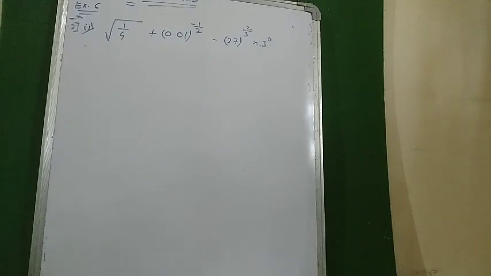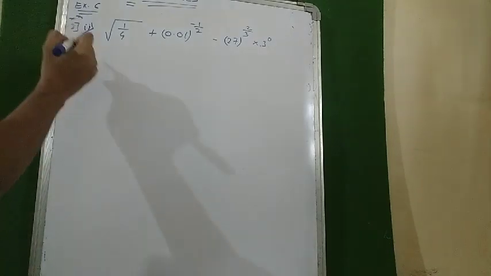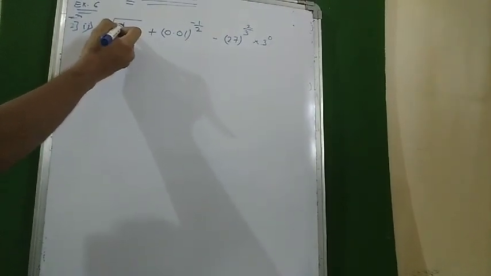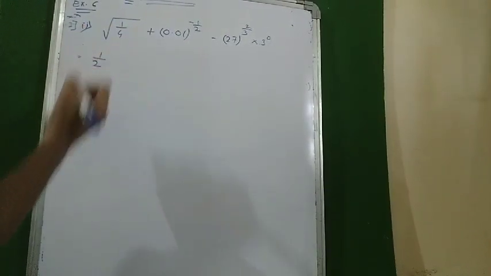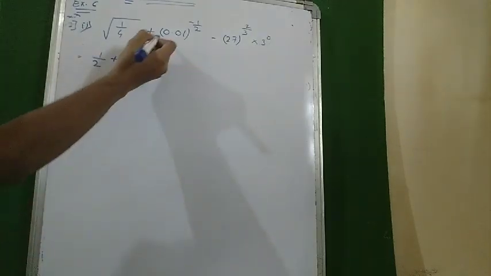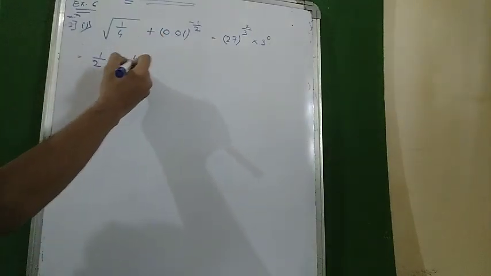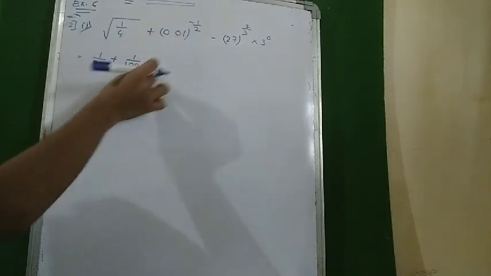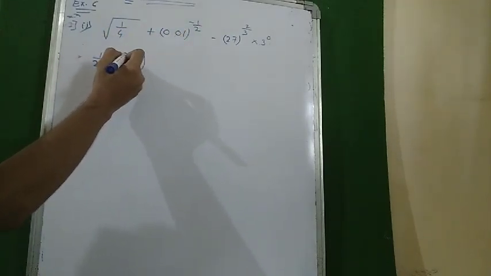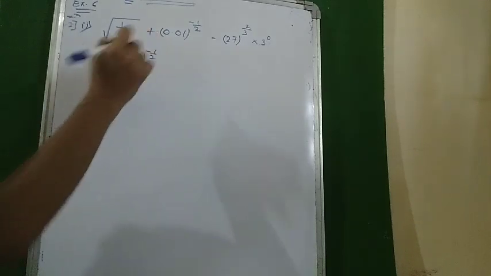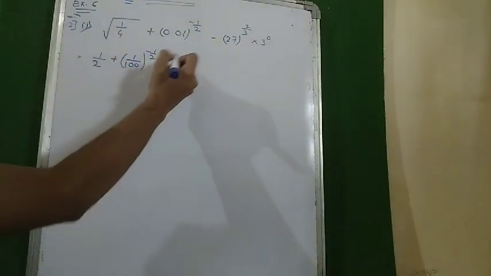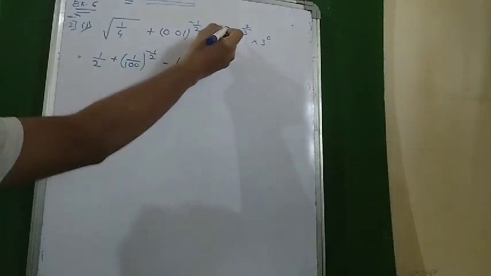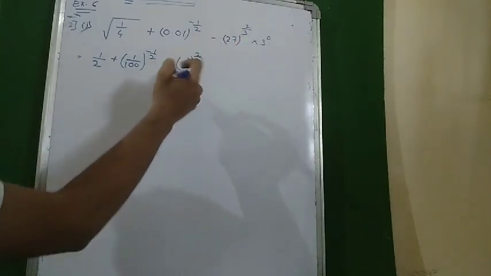Now we'll start with the second part of the second question. Okay, we have 1 upon 4, square root of 1 upon 4. Square root is easy, 1 square root is 1, 4 square root is 2. Okay, so this 0.01 can be written as 1 upon 100. After point that is 1, and after point there are 2 numbers, so I took it 1 upon 100 raised to minus 1 upon 2. Okay, minus 27 can be written as 3 raised to 3 whole raised to 2 upon 3.